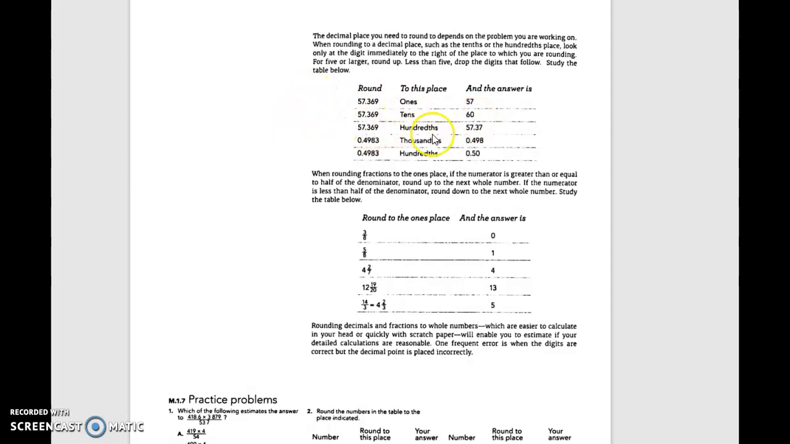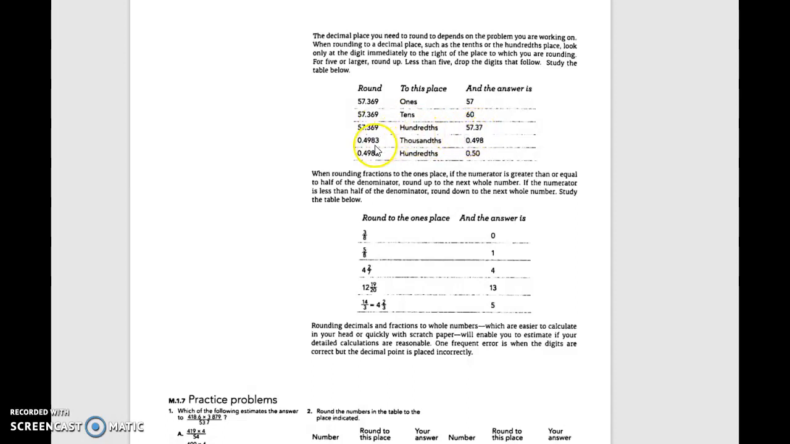Then we're going to go to the next one. This one we want to round to the hundredths place. So we have to know where the hundredths place is. Well, the hundredths place is on the right of the decimal. It's the second place. So here's where we're going to round to. So we need to look at the thousandths place, which is the number immediately to the right. Well, this number is a 9, which is greater than 5. So we're going to add 1 to the hundredths place and make our final answer 57.37.